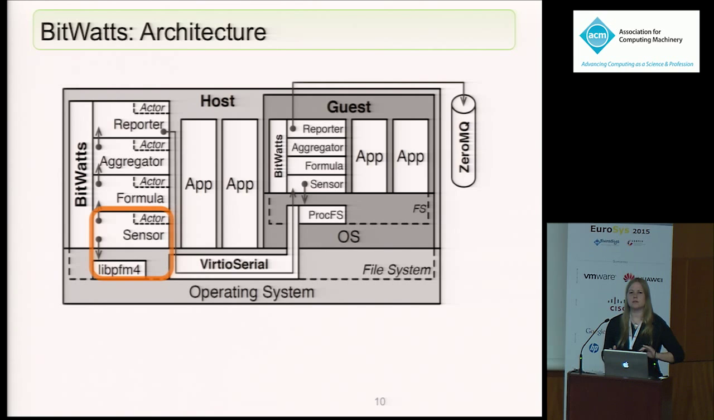The sensor running in the Bitwas instance on the host is reading the hardware performance counters using the libpfm library. It will then pass the values that it read on to the formula and the aggregator, so that the power model can be applied and the power that is the result of the formula can be attributed. The reporter is then in charge of logging this information to a file or, in the case of this example, passing it using a virtualized serial channel to the guest. In this case, the power estimation done on the host is the power consumed by the entire virtual machine. We are using a virtualized serial channel to communicate that information from the host inside the virtual machine.